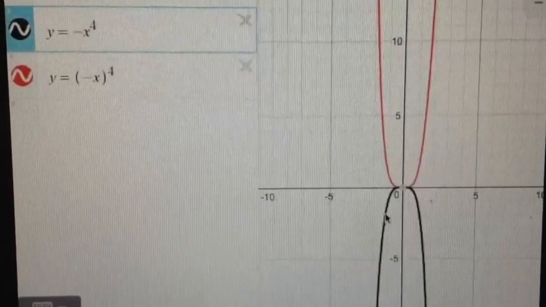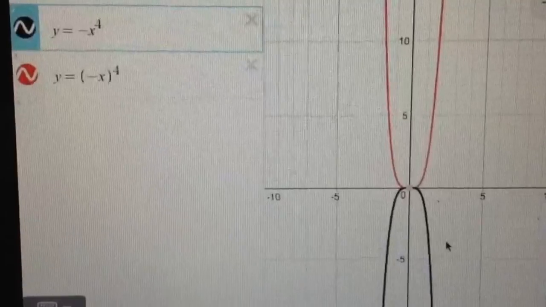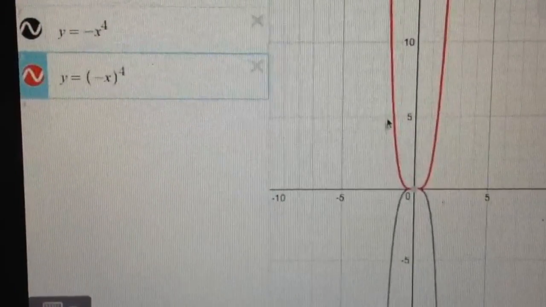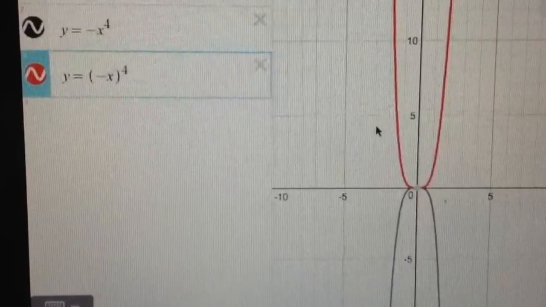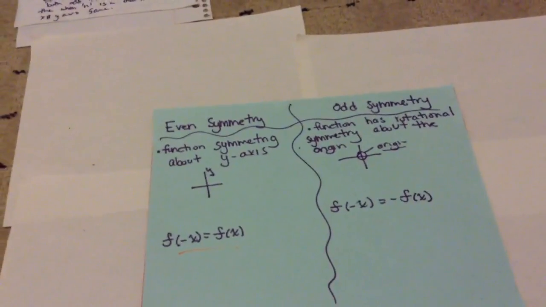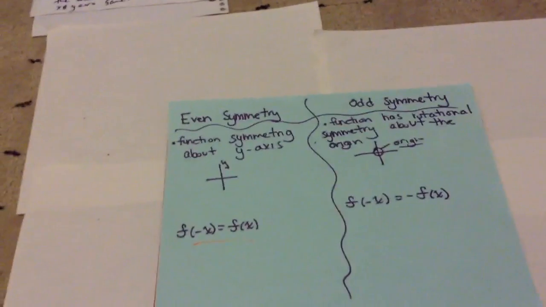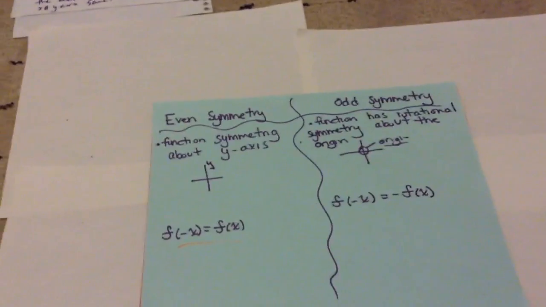Okay, so let's look at this black graph here. The reflection in the x-axis looks very different from this red graph here, which is the reflection in the y-axis. So let's prove this algebraically. Okay, so we saw graphically that the functions y equals x to the power of 2 and y equals x to the power of 4 have different x and y axis reflections.